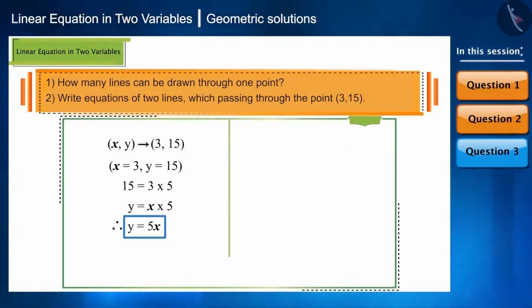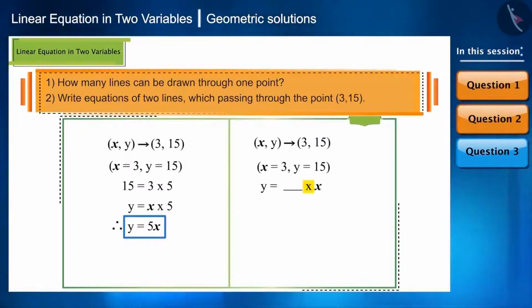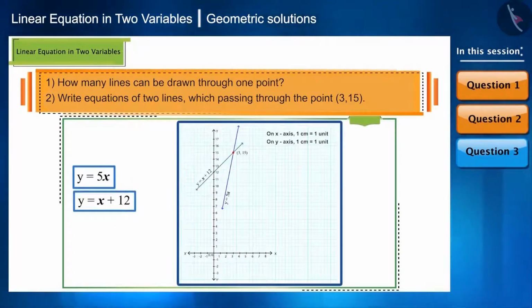Now, let's find the second equation. Do we only use multiplication to establish a relation between x and y? No. We can also establish a relation between them by using addition, subtraction or division. Can we say that y is 12 more than x? That is, y is equal to x plus 12. So, we got two equations like this.